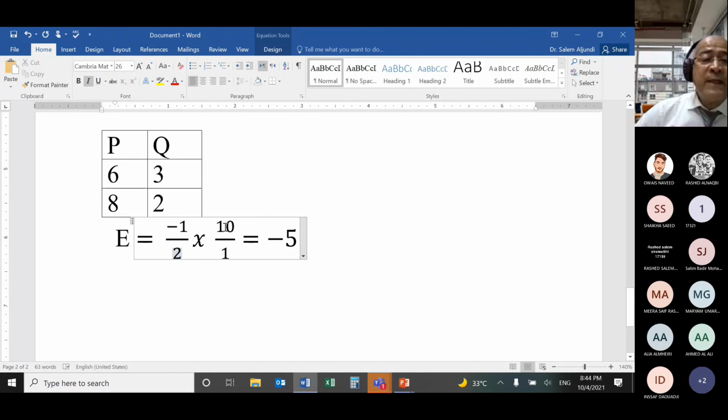And then what is the old price? The old price is 6. What is the old quantity? It is 3. And then calculate the elasticity. 6 divided by 3 is 2. The 2 can be cancelled with the 2. So the elasticity will be 1. And the answer is unitarily elastic, because the elasticity is 1.